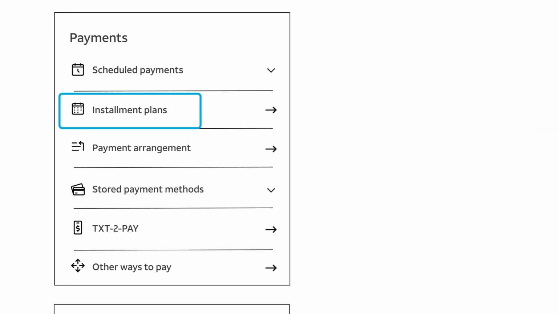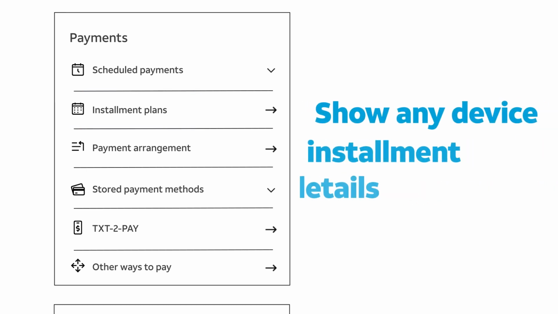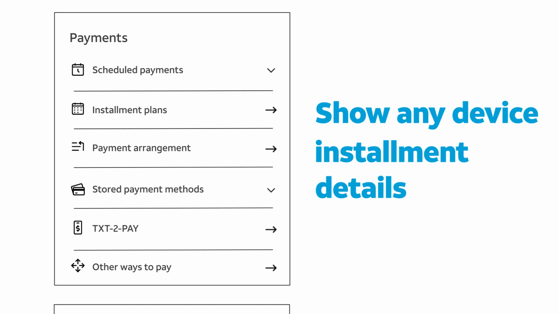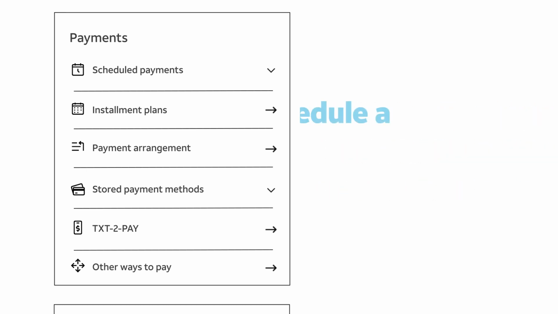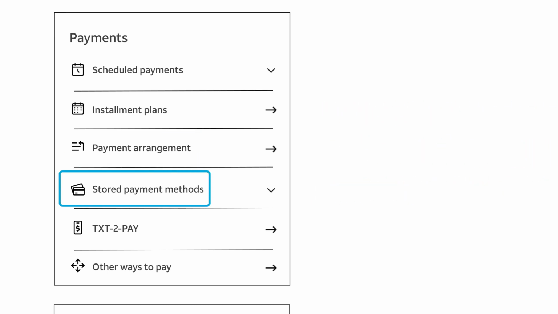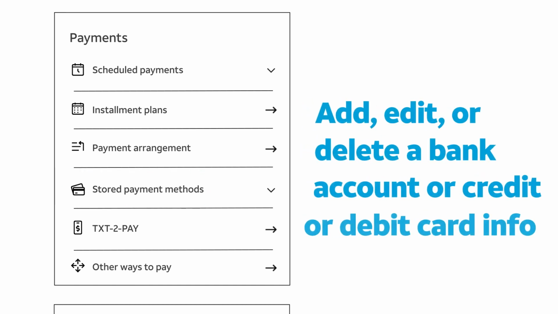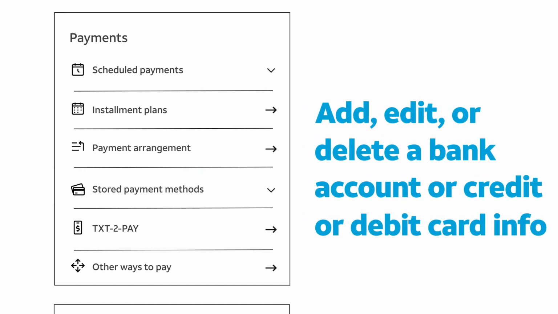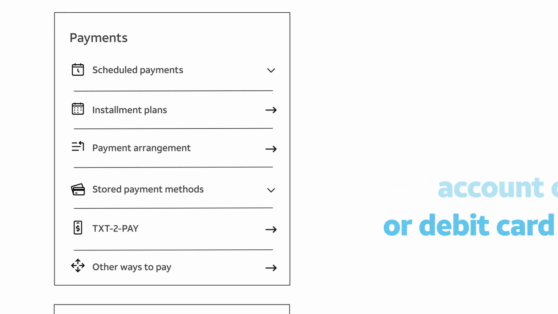Select Installment Plans, and you'll be taken to a page showing any device installment details if you've already purchased a device under installment. Now, if you need to schedule a future payment that's past your due date, we have a payment arrangement selection. Select Stored Payment Methods to add, edit, or delete a bank account or any credit or debit card info that you've saved with us.